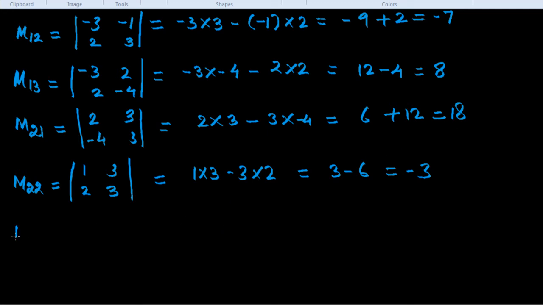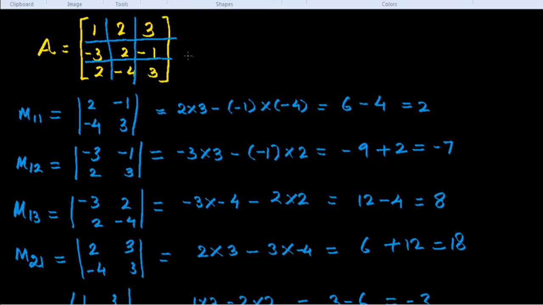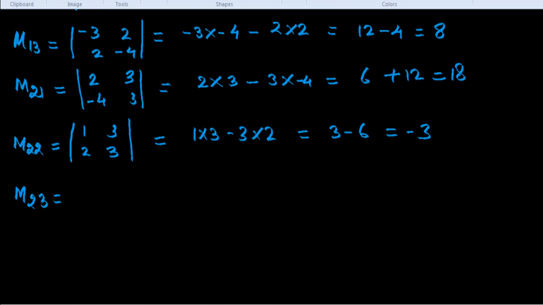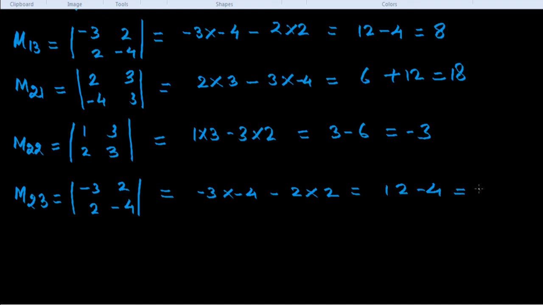Now M23. The a23 element is minus 1, so we leave this column and this row. We get |-3 2; 2 -4|. Now simplify this: minus 3 into minus 4 minus 2 into 2. So we get 12 minus 4, which is 8.